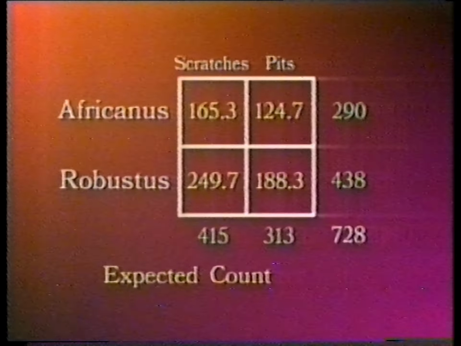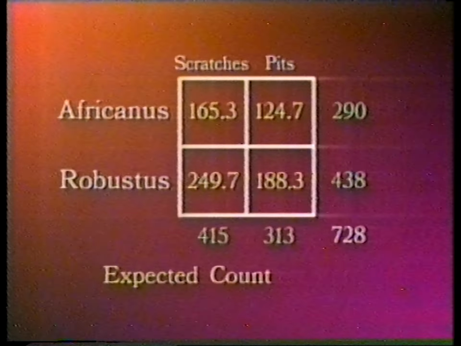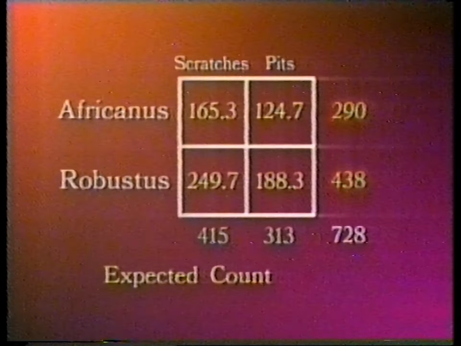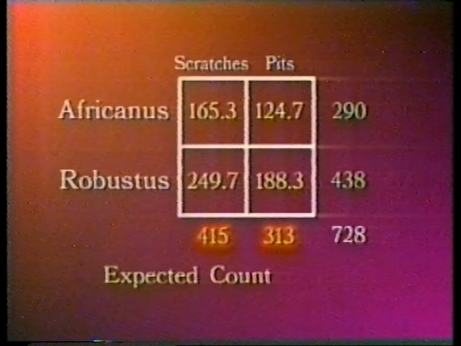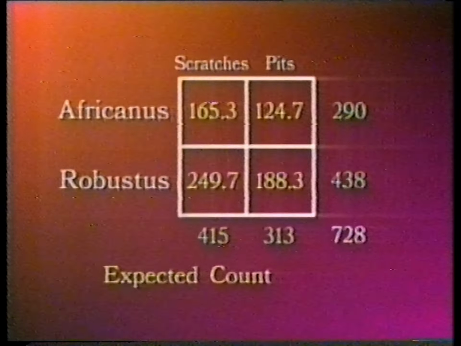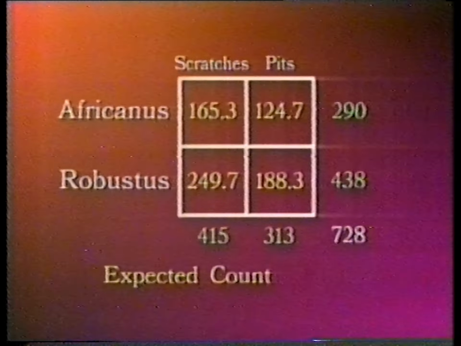The expected counts themselves are not equal because there were fewer total pits and scratches in the teeth of africanus. Notice that the row and column totals are the same for the expected counts as for the observed counts in the original table. This should always be true, and it's a good way to check your math. Now, if the observed counts are far from the expected counts, we'll suspect that something other than chance is at work and will declare the null hypothesis false.